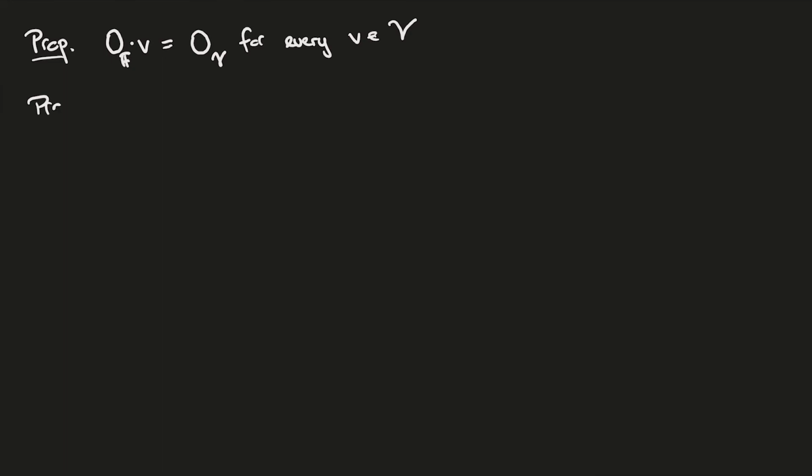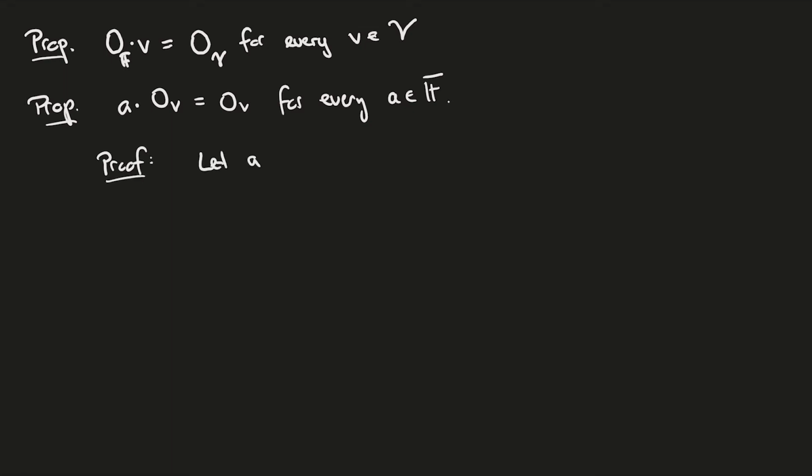In the next proposition, we ask a similar question, namely what happens if we scalar multiply the 0 element in the vector space by some scalar a. And the proposition states that if we scalar multiply 0 in the vector space by any scalar a, we get back 0. The proof is very similar to what we've seen before.